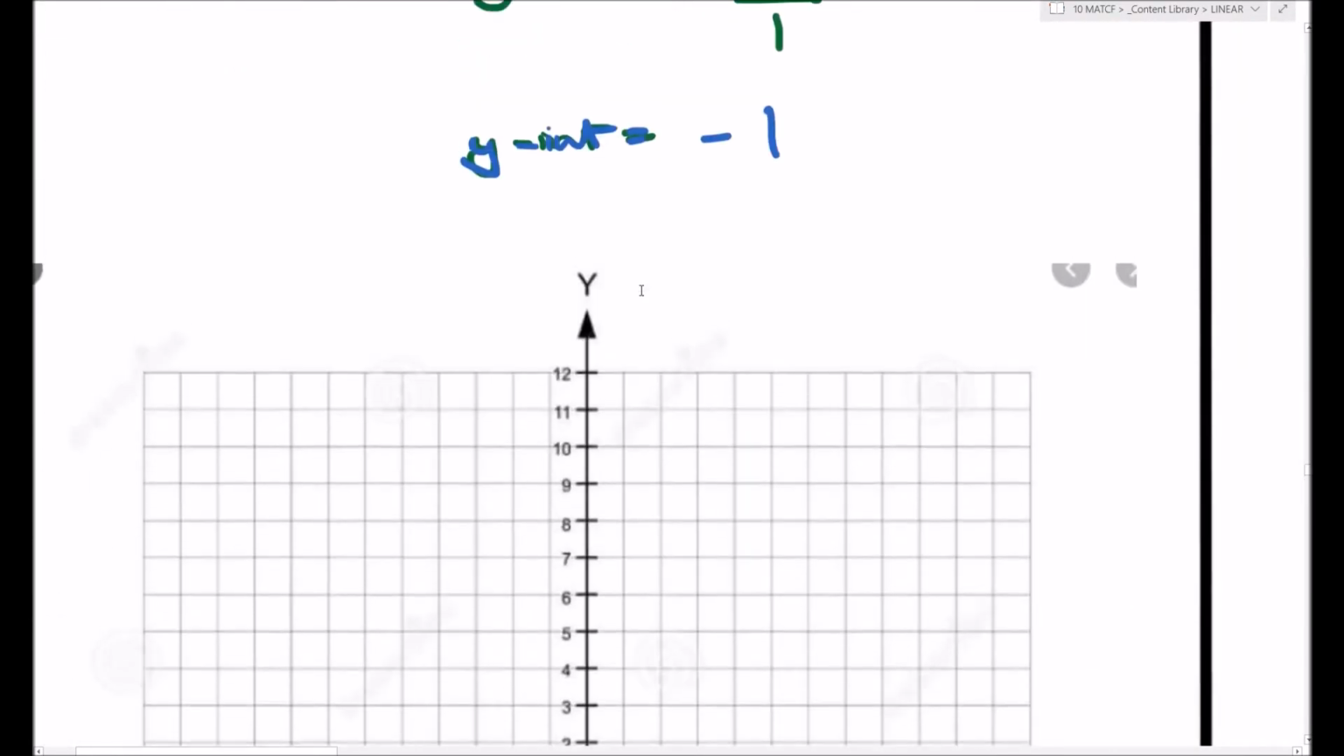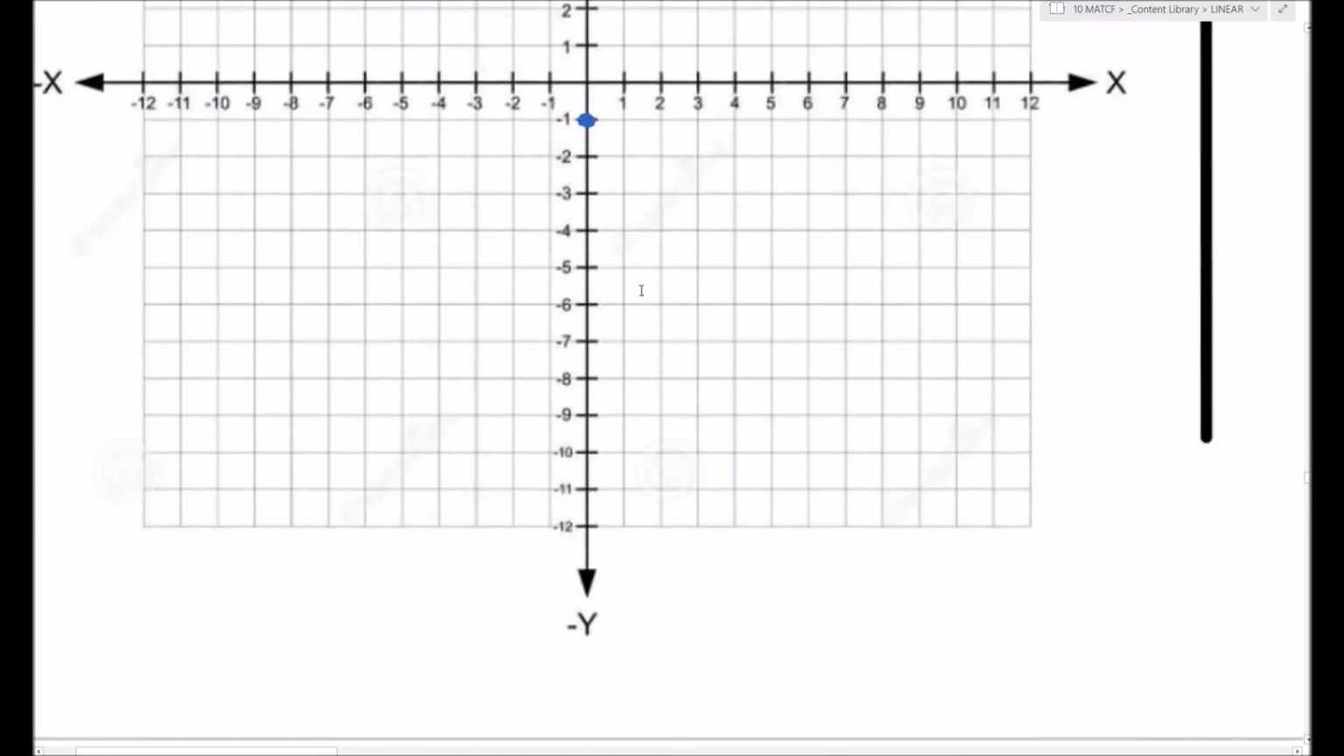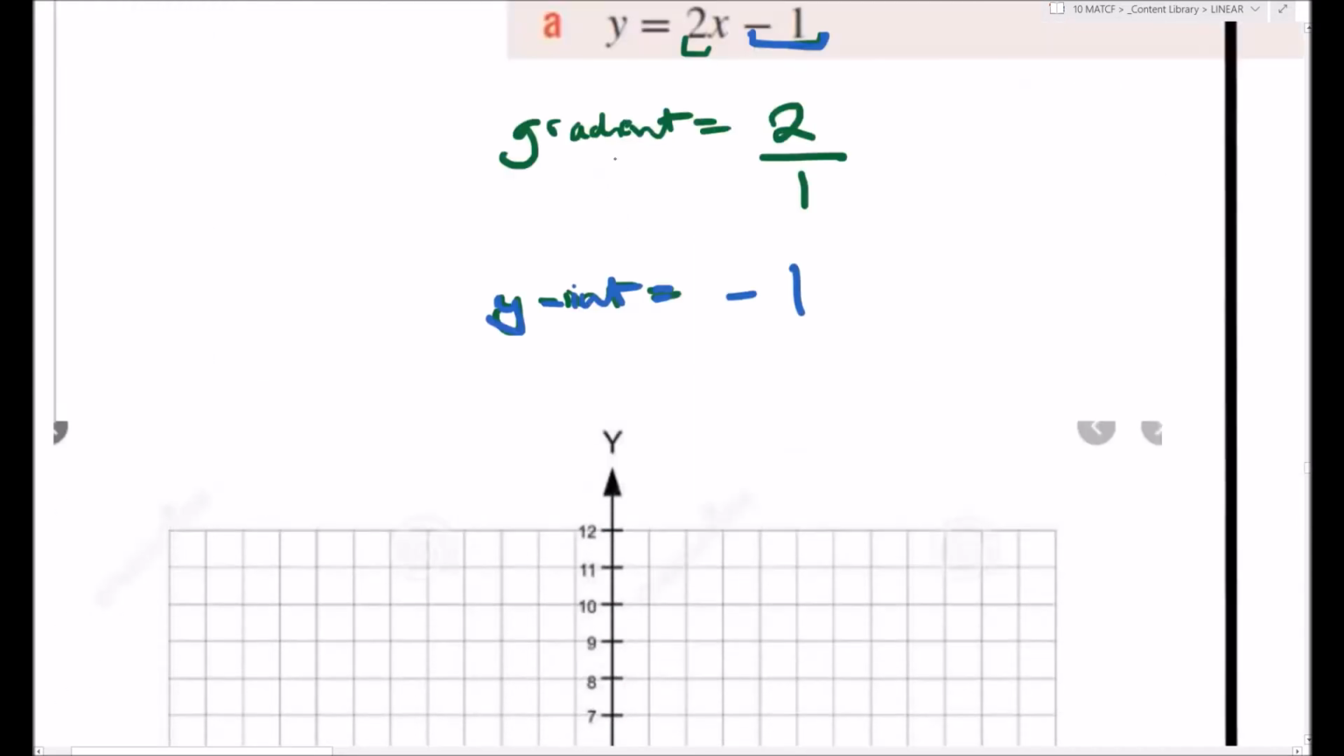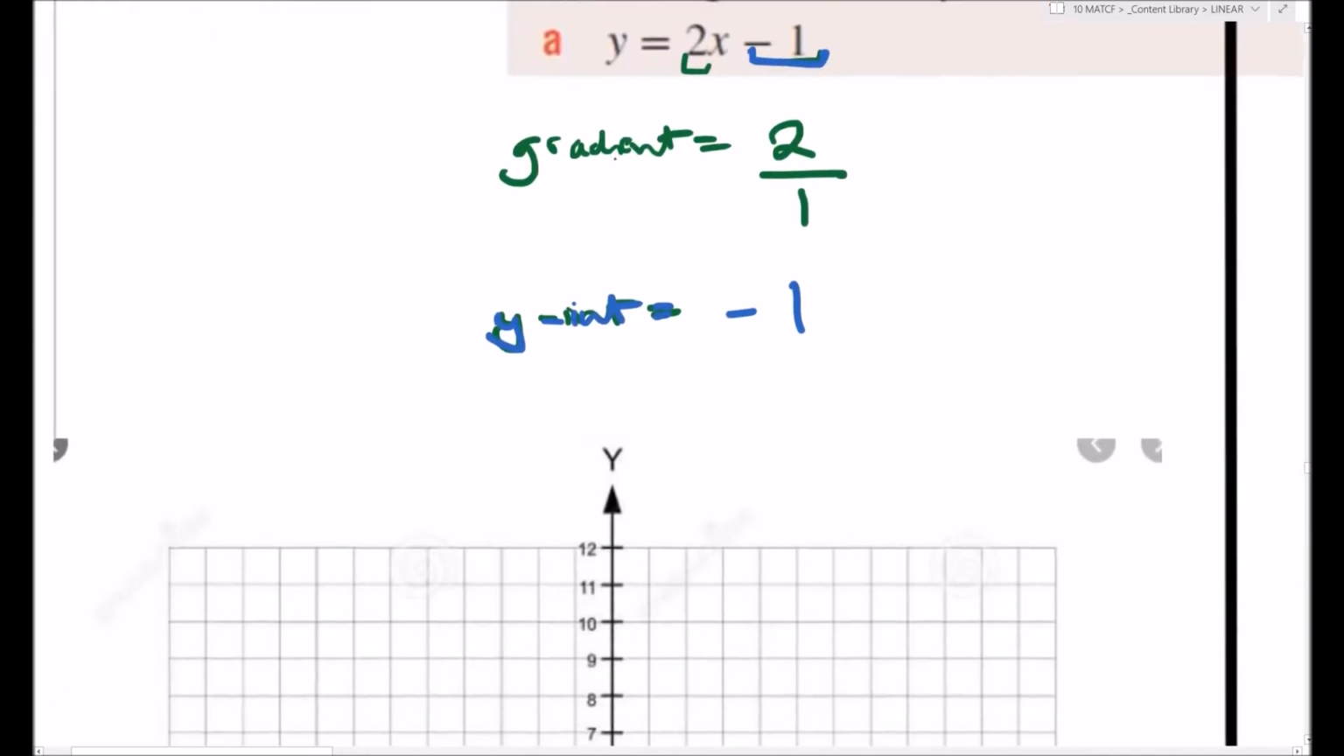So in this case, the rise over run is 2 over 1. So the rise is 2. So starting from that y-intercept, you need to rise 2 spots. So 1, 2. Okay, so you're rising 2. If it's positive, you go upwards. If it's negative, you go downwards. And the run, in this case, is 1. 2 over 1. Rise over run.